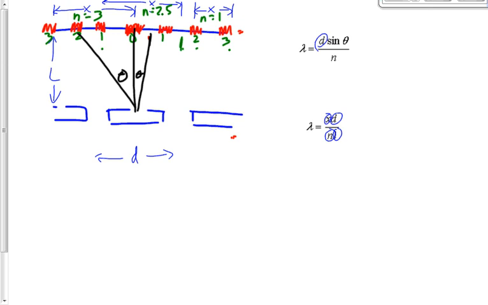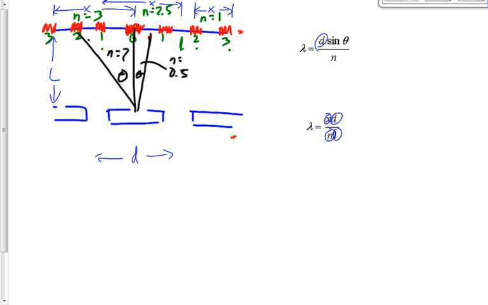What's n going to be in this case when we're going from 0 to 2? 2 minus 0 is 2. What's n going to be in this case when we're going from 0 to the first order minimum? N would be 0.5, right? N would be 0.5. Okay, that's not all that hard.